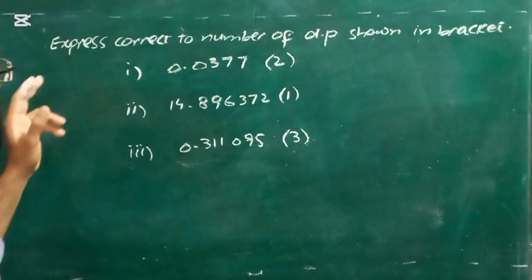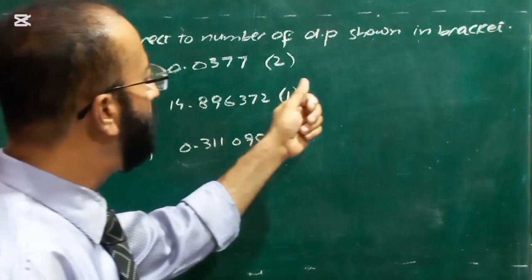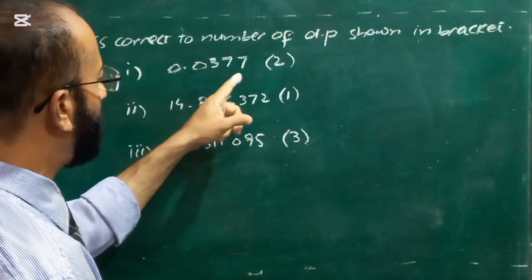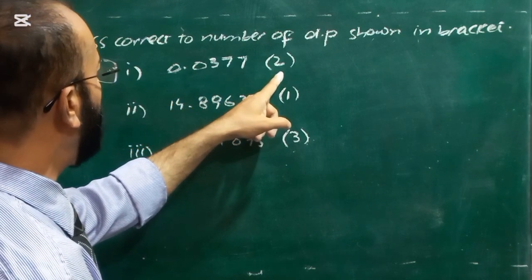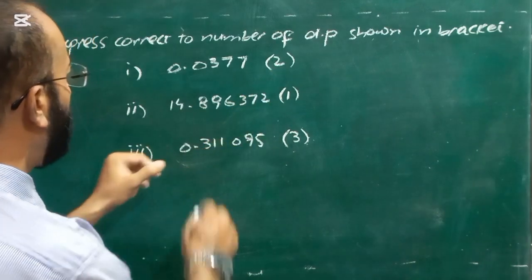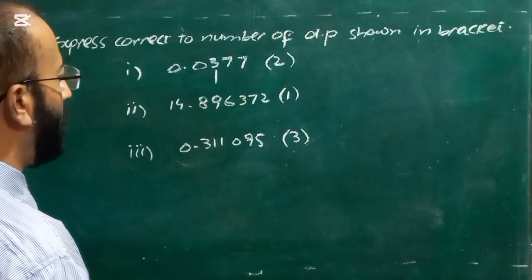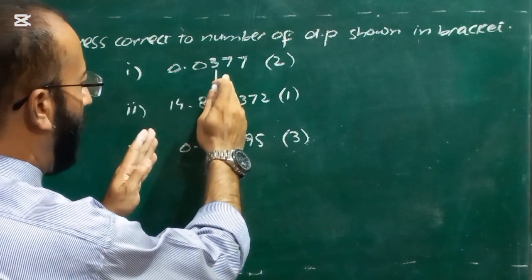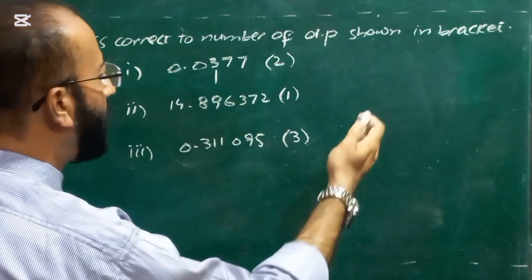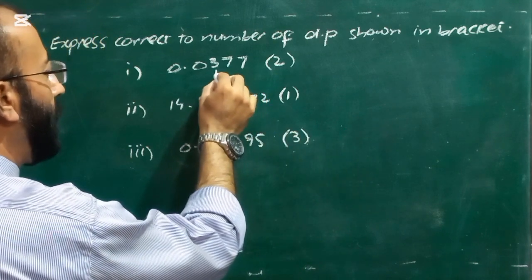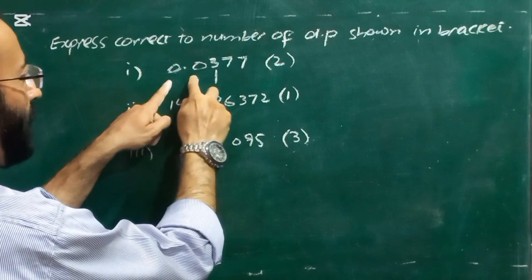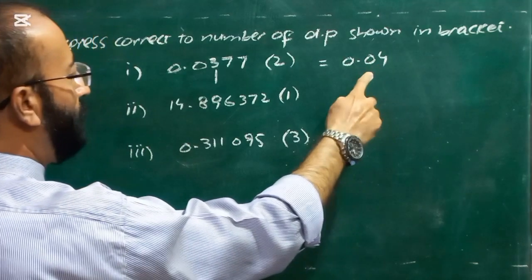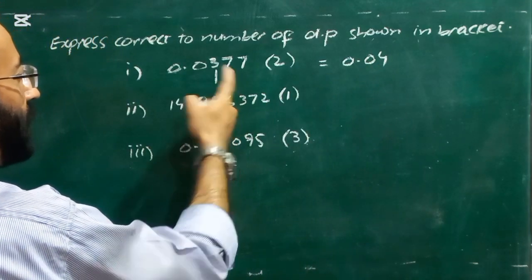The next question is, express correct to the number of decimal places shown in brackets. So first part, 0.0377. We are required to round off this number up to 2 decimal places. So up to 2 decimal places is this place. So we will look exactly immediately after that, whether that number is 5 or greater than 5. So we will add 1 to this digit. So 0.04 will be the answer. So this is the number rounded off to 2 decimal places.